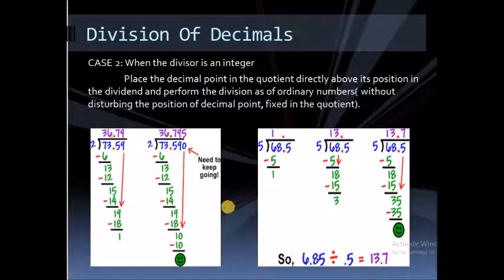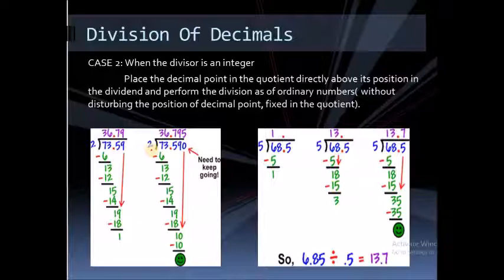That is case 2. In case 2, my divisor is a whole number or an integer other than 10, 100, 1000, although these are also integers or whole numbers, but except these numbers.